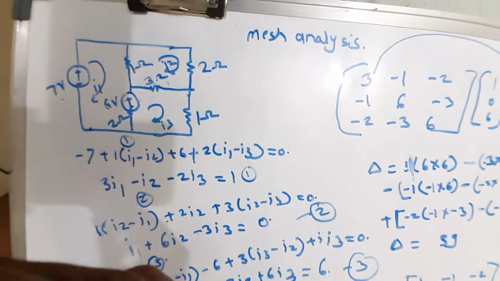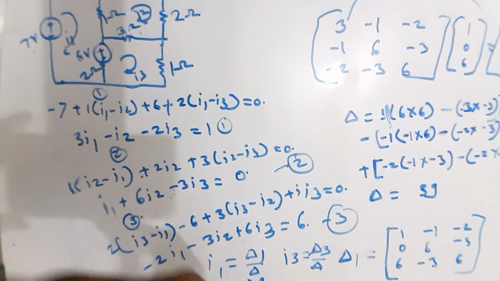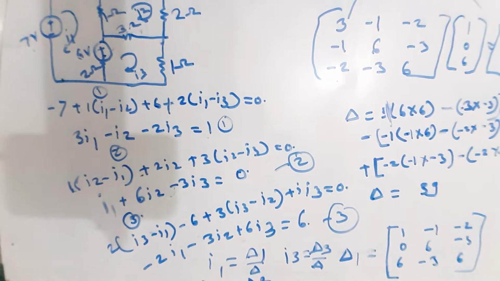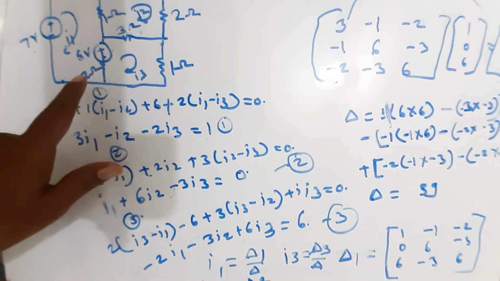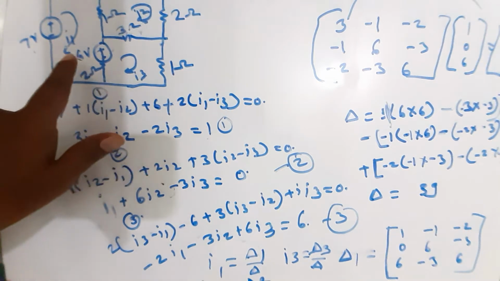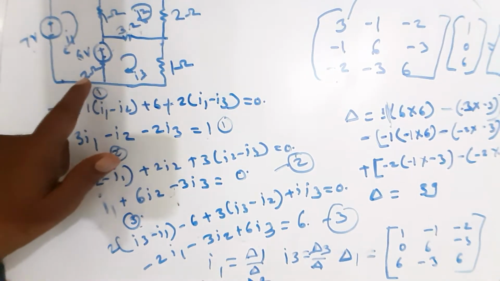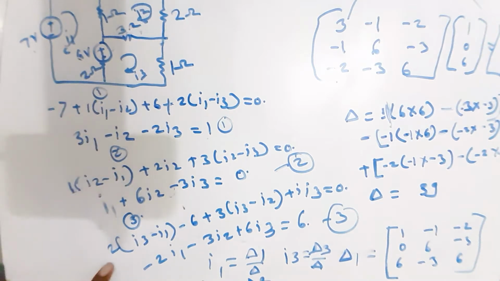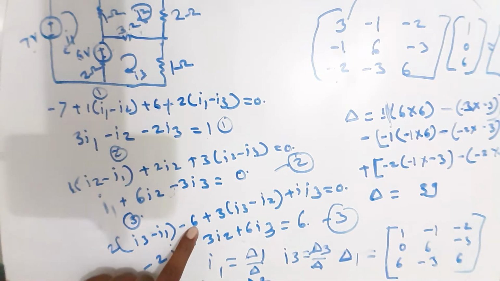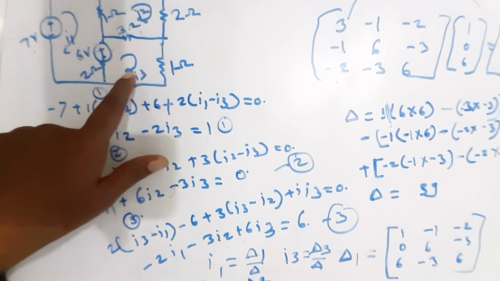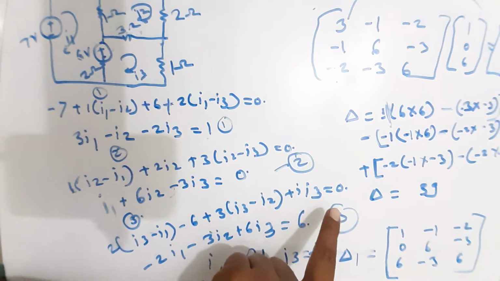Now we will go for equation number 3. Apply KVL for loop 3. Start from here, this is a 2 ohm. The major current is I3 and the minor current is I1, so 2 into I3 minus I1. Similarly here we have minus 6 volt, so minus 6 plus 3. The major current is I3 and the minor current is I2, so I3 minus I2, plus I3, that must be equal to 0.